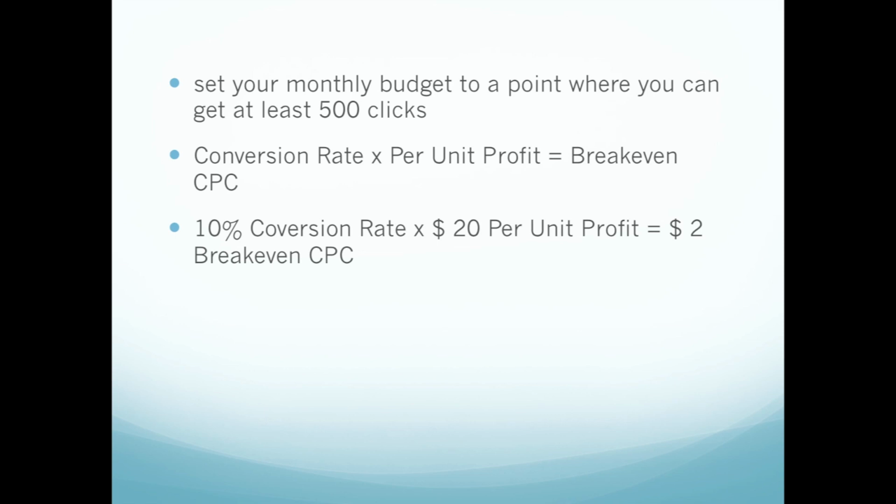So in order to test your campaign, you can set your monthly budget to achieve around 500 clicks. To hit your break-even cost per click, you take your conversion rate times the per unit profit. So you're not taking into account the lifetime value, you just want to break even immediately on these conversions from the campaign. So that would be a 10% conversion rate times, let's say, $20 profit per sale. And so your break-even cost per click would be $2.